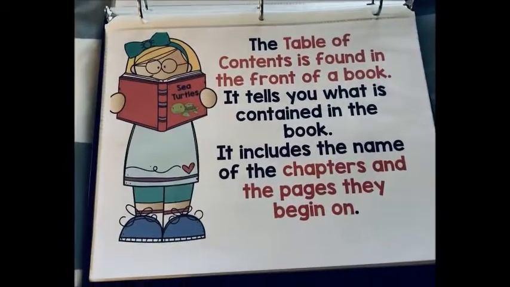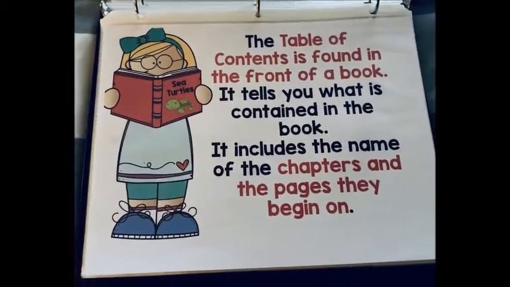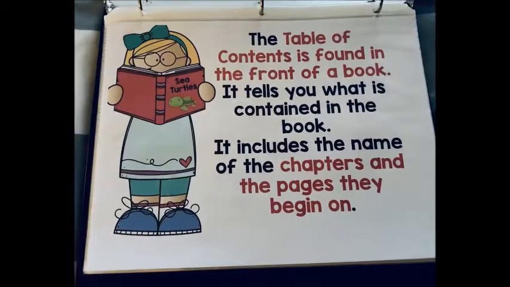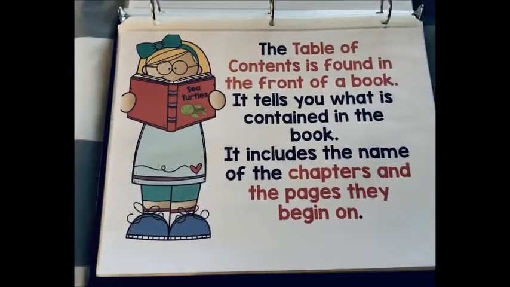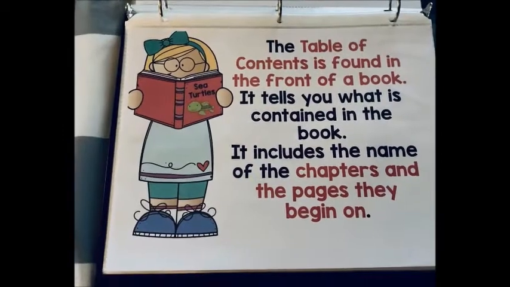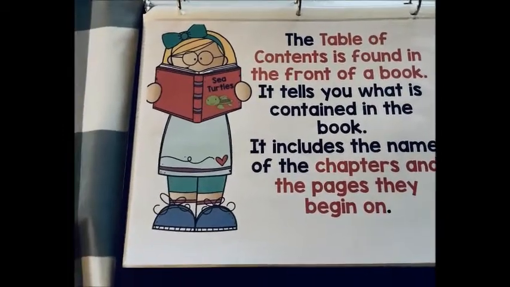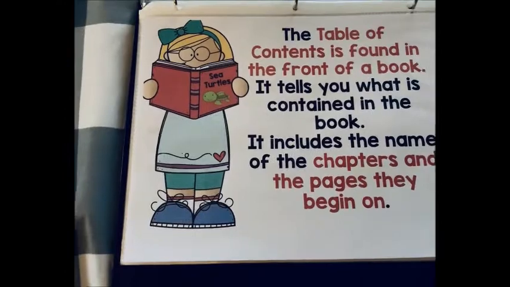A table of contents is found in the front of a book. It tells you what is contained in the book. It tells you the name of the chapters and the pages they begin on. So if you've ever read a chapter book before, one of the first pages you come to lists all the chapters and the title of each chapter.